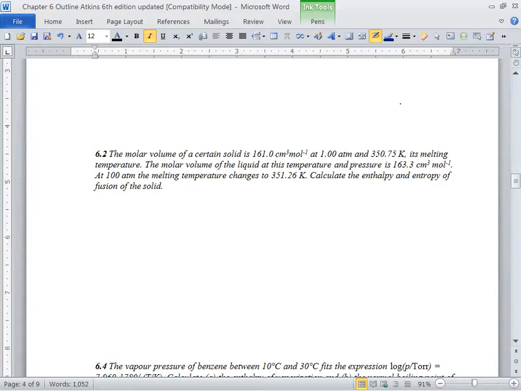Wait. For 6.1, do we need to change the kilojoules to joules? Yes. Otherwise, it won't cancel. Right? Okay.